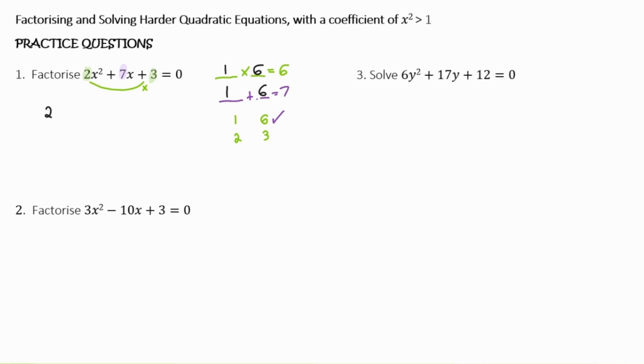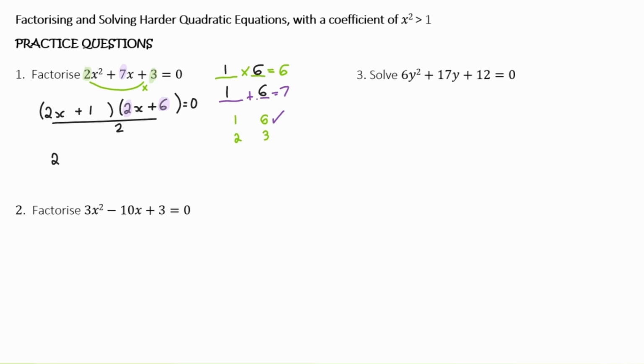We are then going to put the first term of each bracket as 2x. And for the second term of each bracket, we put the factors. So for the first one, we could put plus 1. And for the second one, we could put plus 6. We then have to divide one of the brackets by 2. And the bracket in which both the terms are divisible by 2 is the second bracket. So 2 and 6 in this bracket are both divisible by 2.